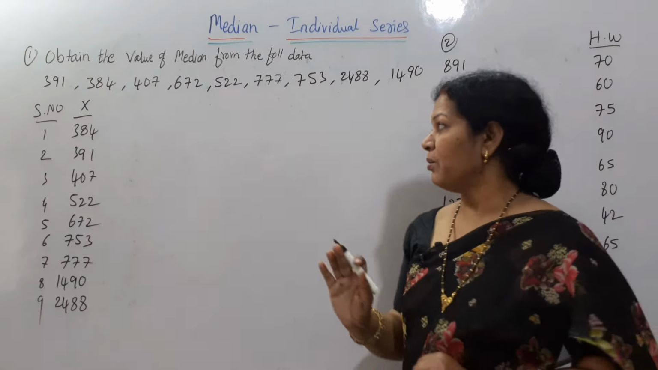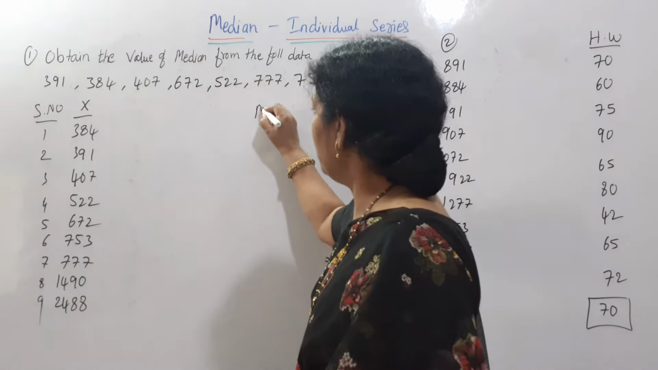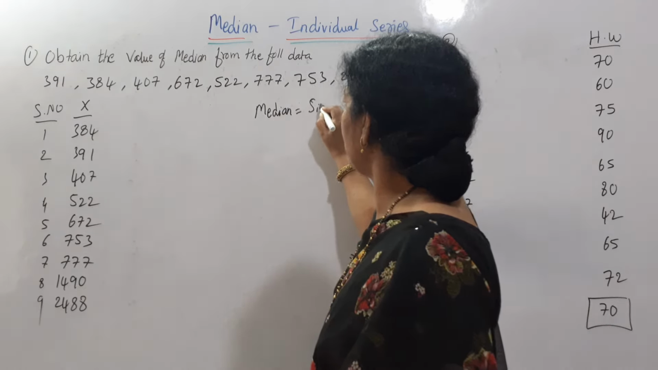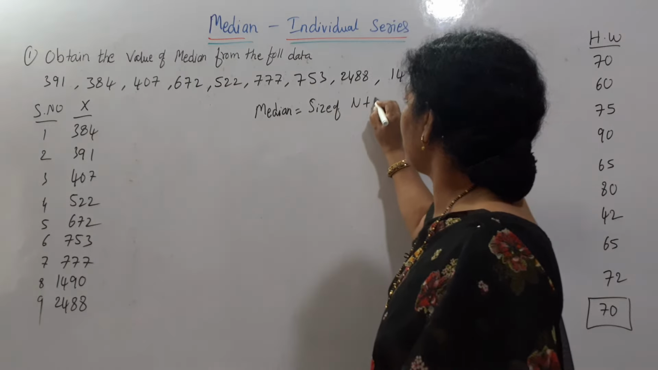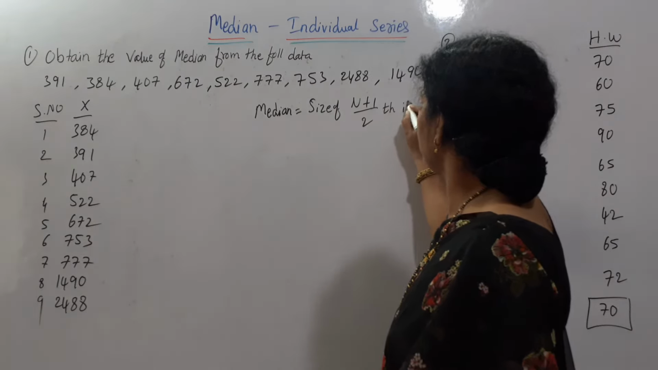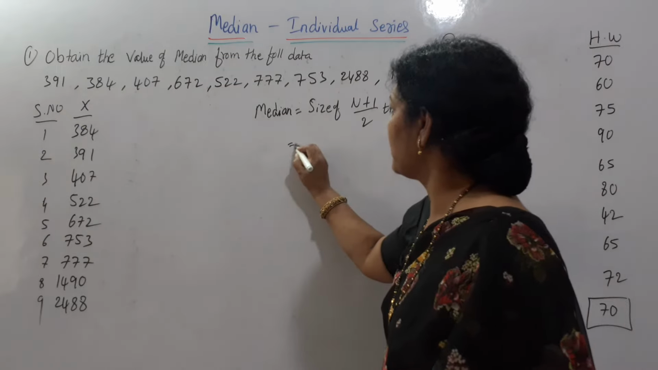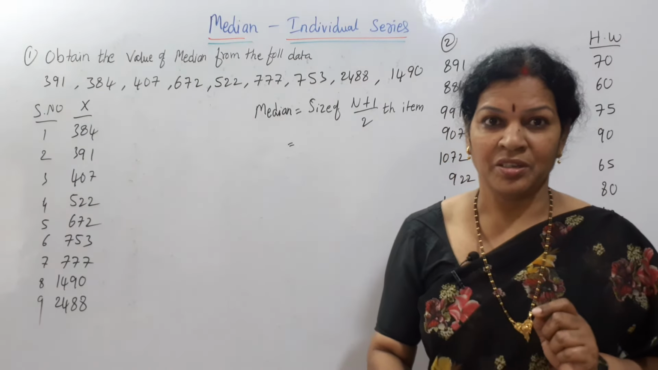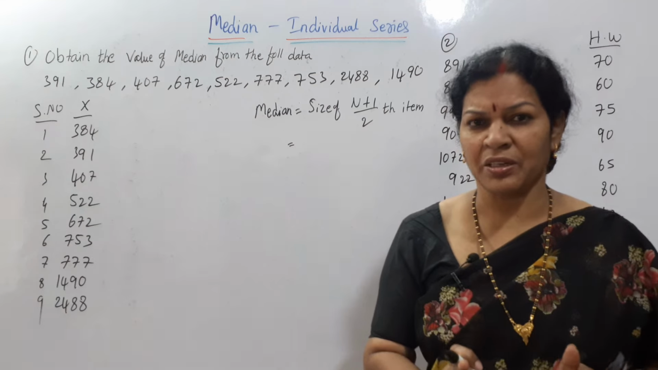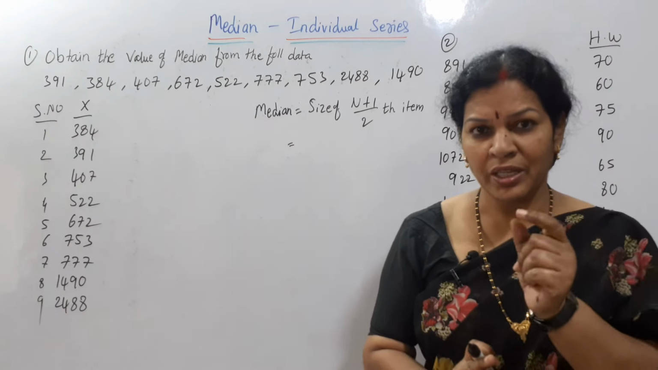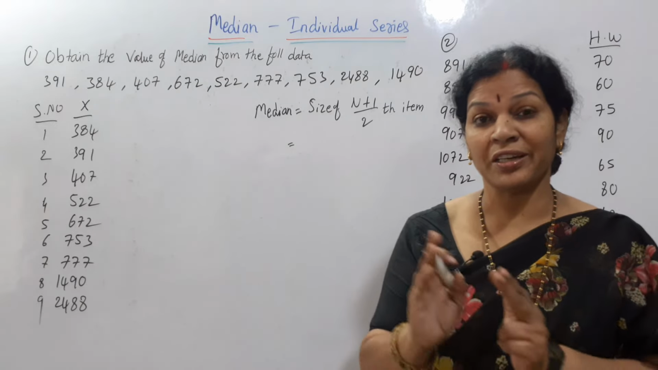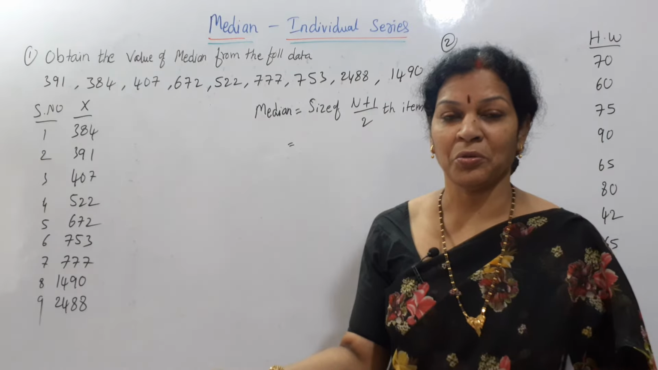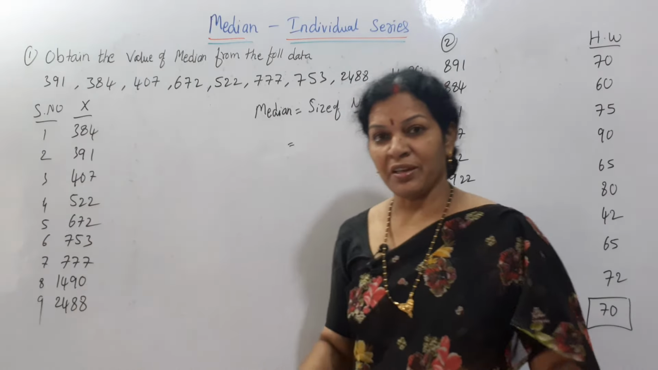Then after that apply the formula. What is the formula? Median is equal to size of (n plus 1) by 2th item. So median is equal to size of n. N means number of observations. In individual series, number of observations is always n. We have learned in arithmetic mean also. Only in discrete and continuous series, n will be the total of the frequency. Here no frequency. Where is the question of total? Number of observations, how many numbers are there? 9. 9 is the n.